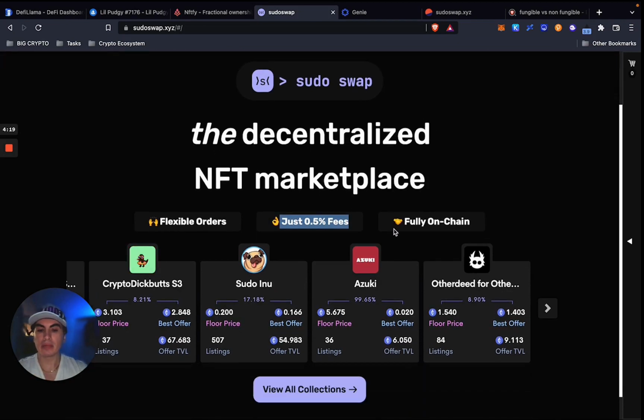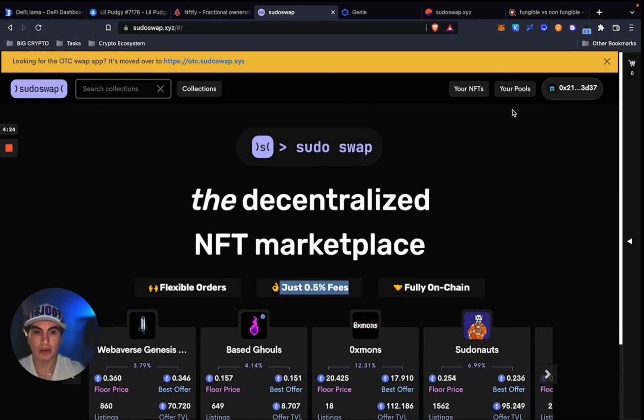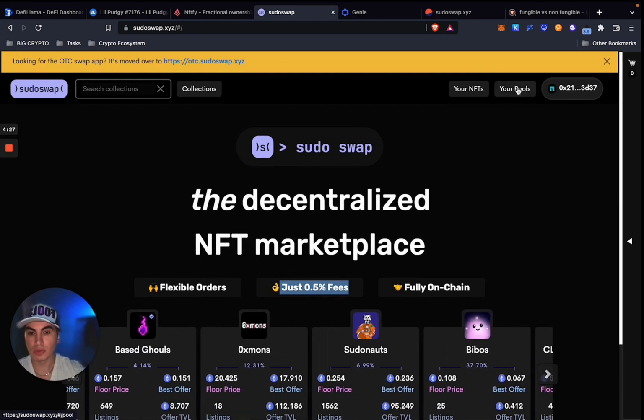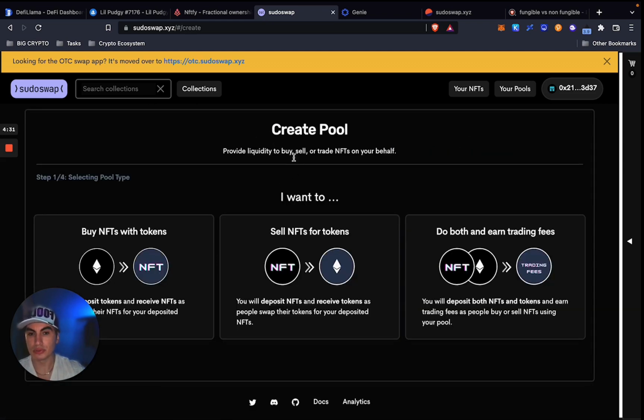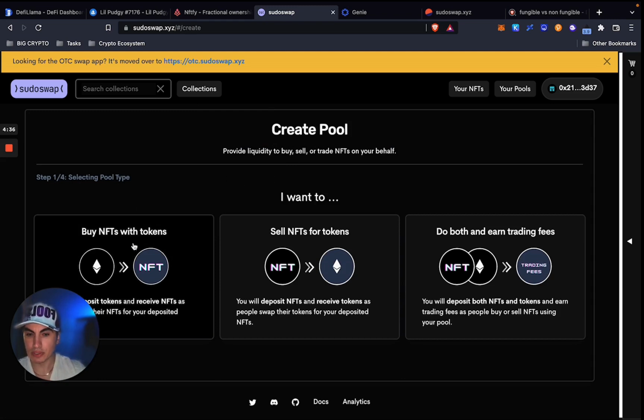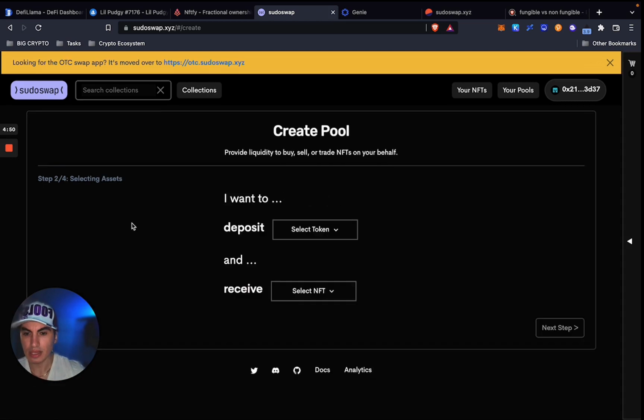Now, what do I mean by automated market maker? It means that the NFTs will essentially have pools with liquidity for them. So, for example, you are able to create a pool, right? And in these pools, you can buy NFTs with tokens, you can sell them for tokens, and you can also do a little bit of both to earn trading fees. So essentially, this means you are creating a market by providing on one half NFTs and on the other half Ethereum.